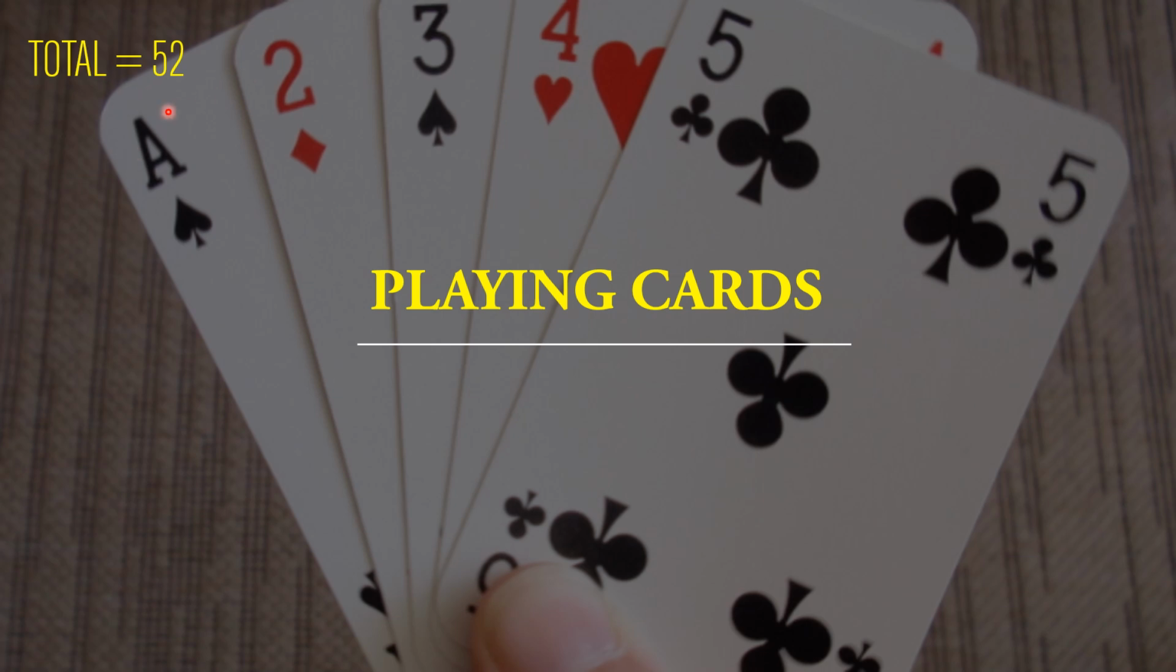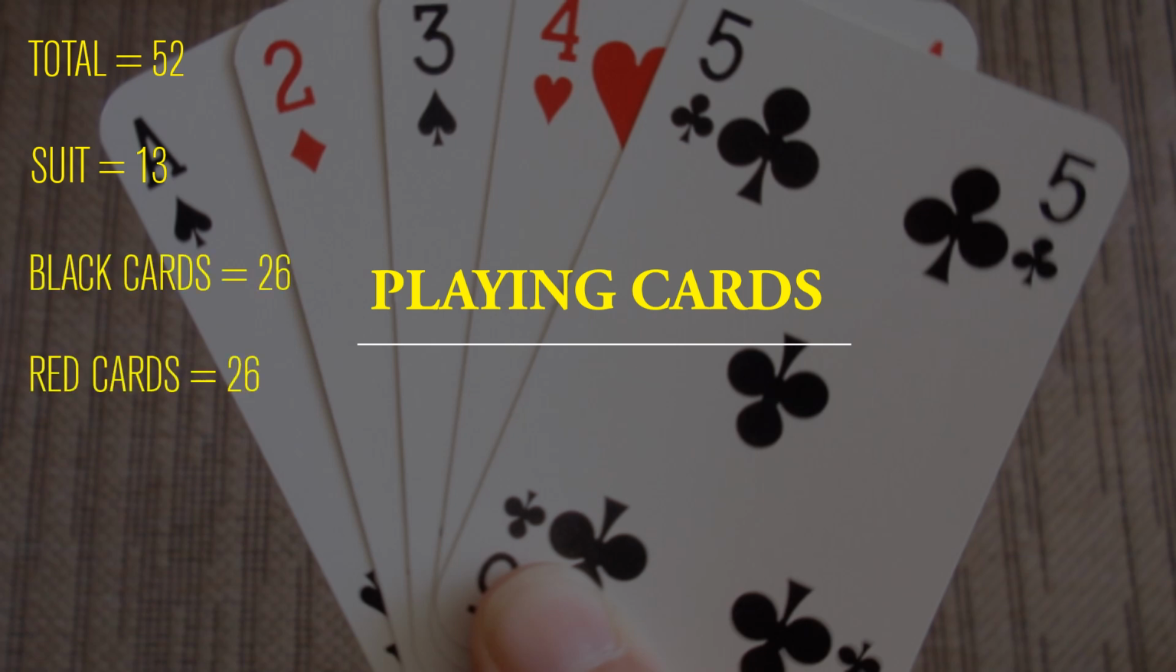Now, this is overall 52 cards. Suit means 13 cards. Black cards are 26. Red cards are again 26. Face cards: what is meant by face cards? These are different from picture cards. Kings, queens, and jacks are called face cards. Overall, we have 4 kings, 4 queens, and 4 jacks, totally 12 cards. These 12 cards are called face cards. Therefore, the number of face cards is equal to 12.